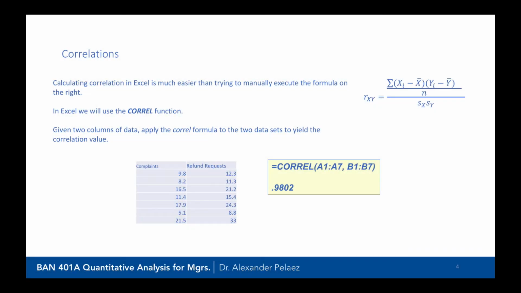So calculating the correlation in Excel is much easier than trying to use the formula to the right. We'll just use the CORREL function. So here's a sample of 2 columns of data, and all we're going to do is apply the CORREL function, C-O-R-R-E-L, with column A and column B data to give us a correlation of 0.98. So this is a very strong positive correlation.